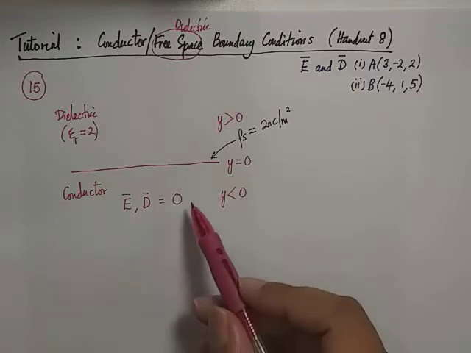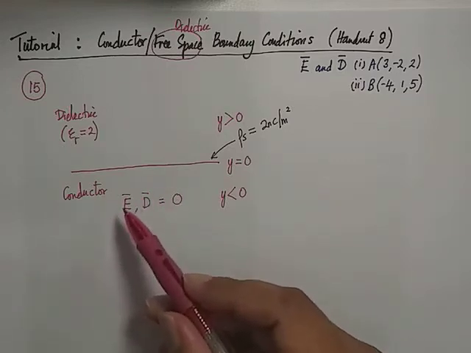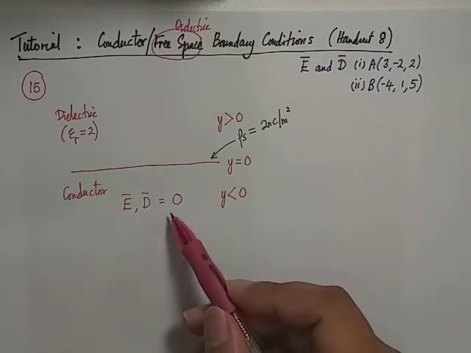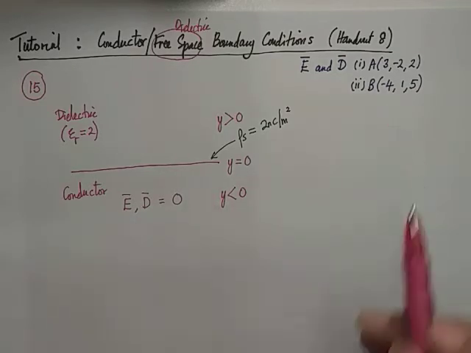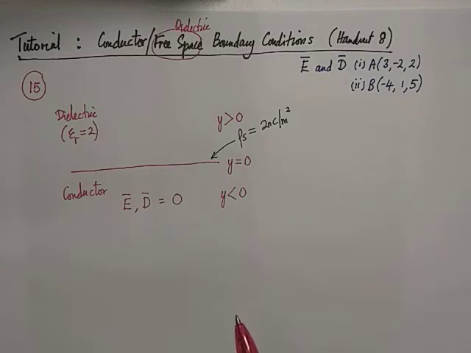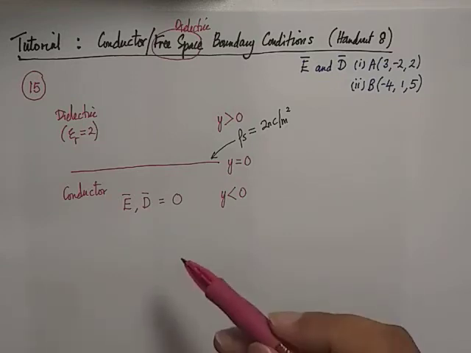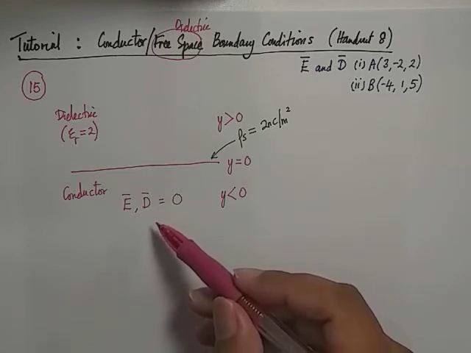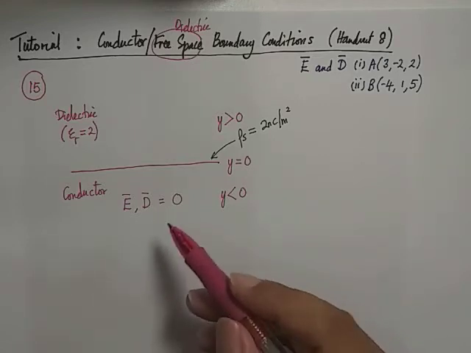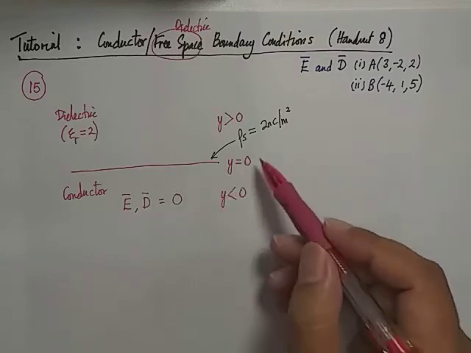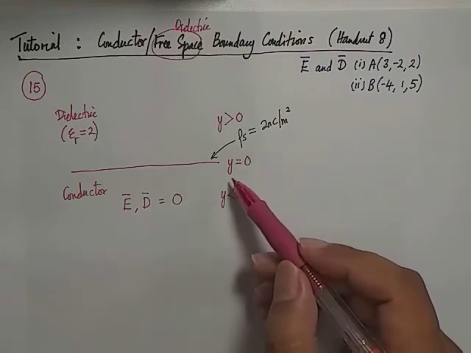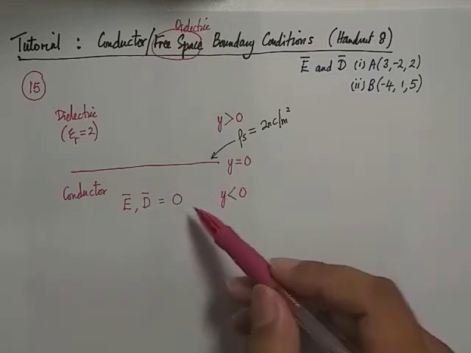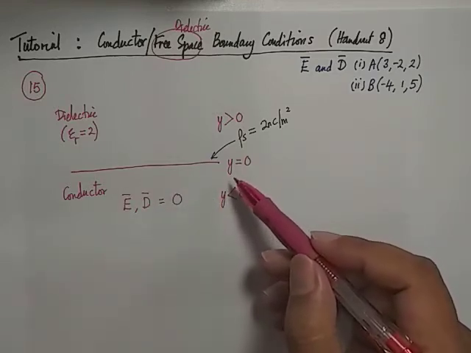Therefore, the electric fields E and D in the conductor region will be equal to 0. Between point A and point B, which one exists in the conductor medium? To do that, I'm going to focus on the y value, because I know that for a point to be in the conductor, the y component must be smaller than 0.